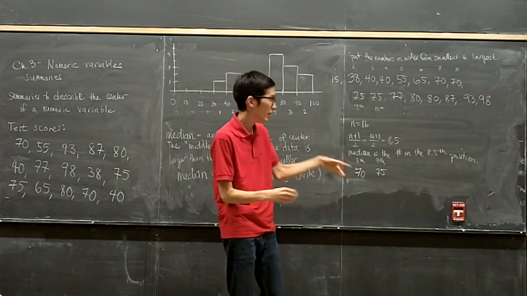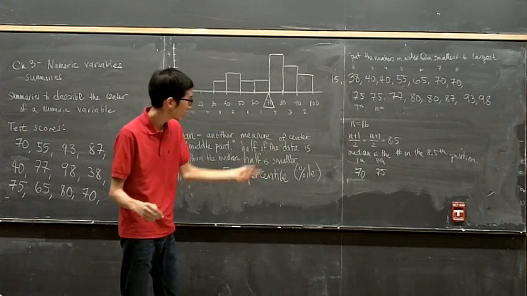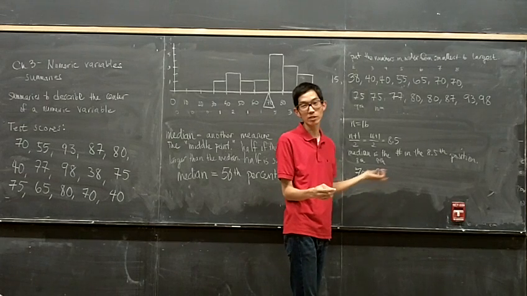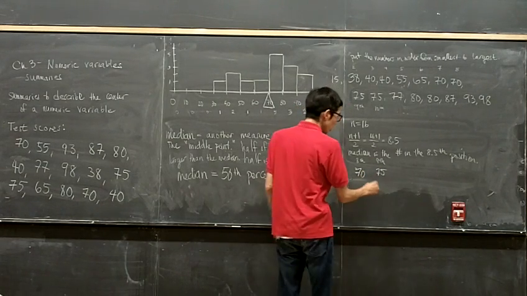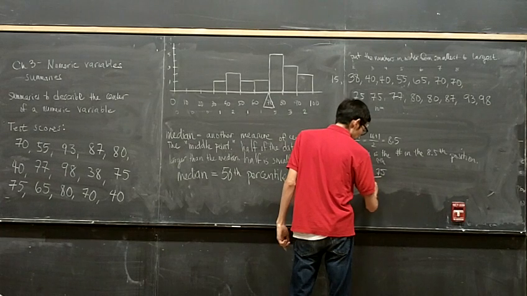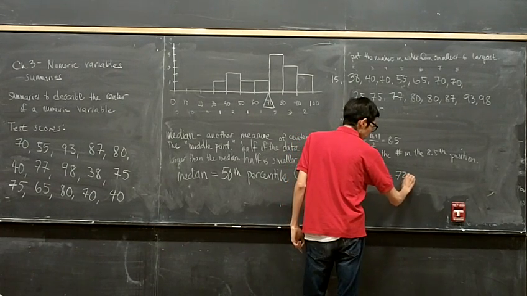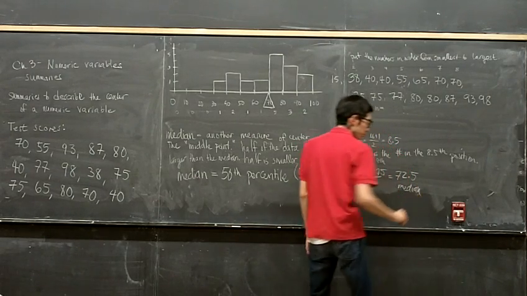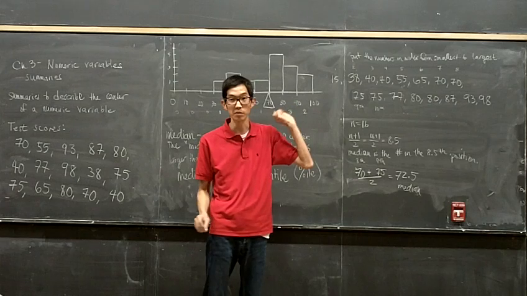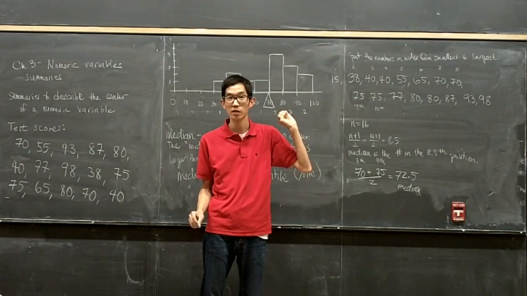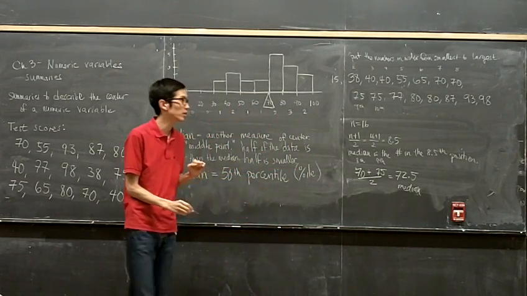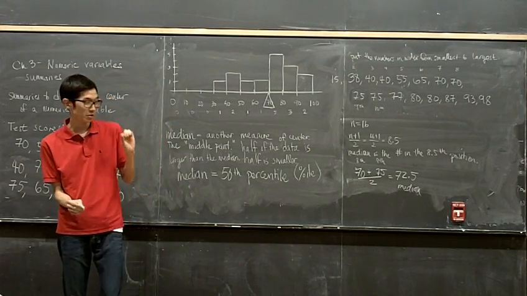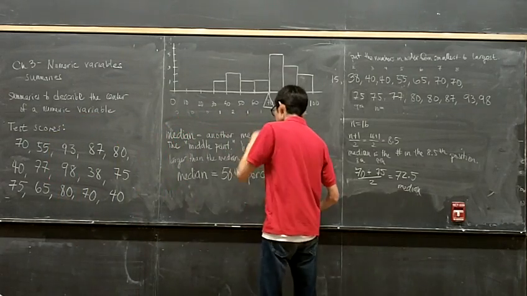72.5. Now, if you are not so quick to get the number that's in between here, you can just take the mean of these two numbers. Just take the average of these two numbers. So I would do this plus this divided by 2, and I get 72.5. This is going to be my median if these were my 16 numbers. Okay. Is that all right?